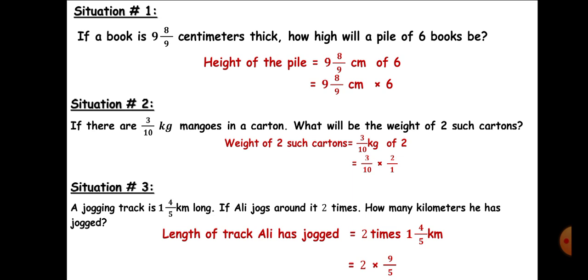So let's take a situation. If a book is 9 whole 8 over 9 centimeters thick, how high will a pile of 6 books be? So height of a pile equals 9 whole 8 over 9 centimeters of 6, which equals 9 whole 8 over 9 centimeters multiplied by 6. Then first of all, it's a mixed number, so you have to make it into an improper fraction. 9 multiplied by 9 and plus 8, all of that we have to do. But we are just discussing the statements.